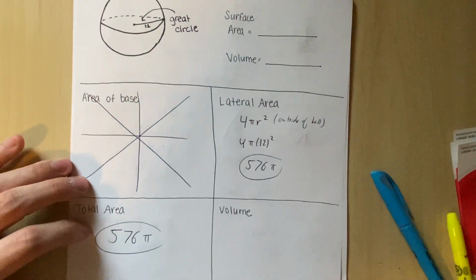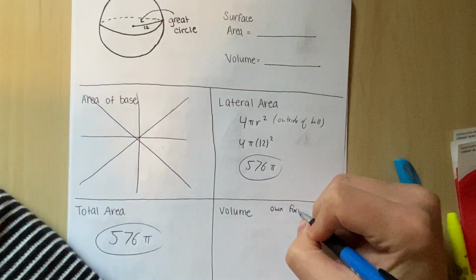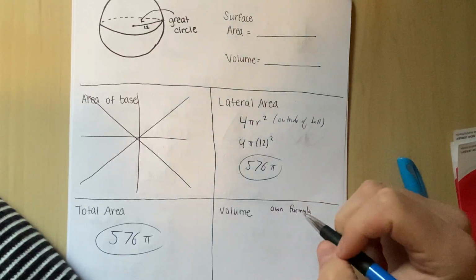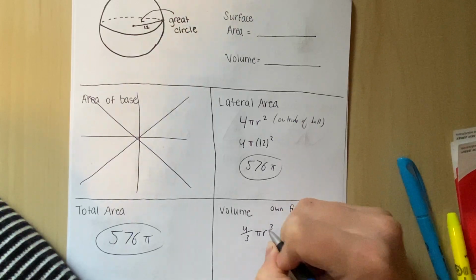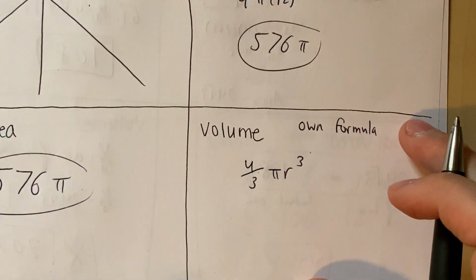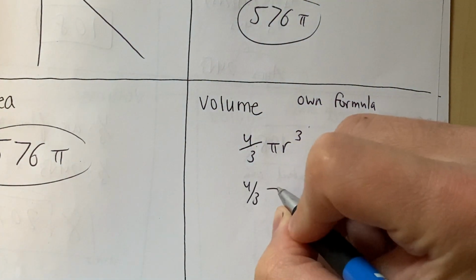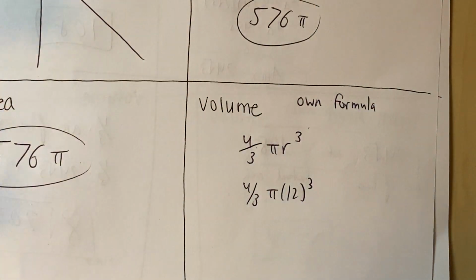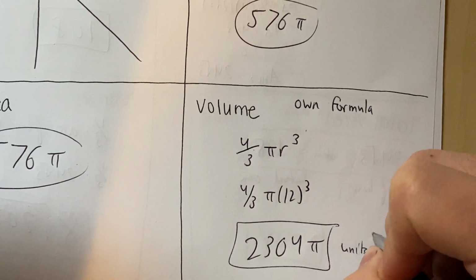Easy. Okay? Last but not least is volume. This is its own formula. This is a little weird one. The volume formula is 4/3 pi r cubed. This is the thing that you got to be careful with. 4/3 pi r cubed. This is just its own formula, okay? As long as you know the radius, you can find all this. So this is 4/3 pi of 12 cubed, which we could calculate, times 4/3. 2304 pi, and this would be units cubed.